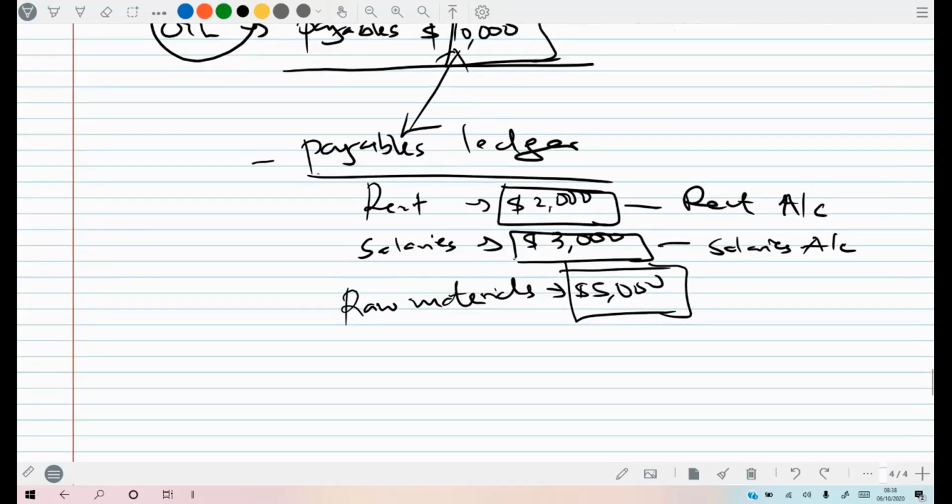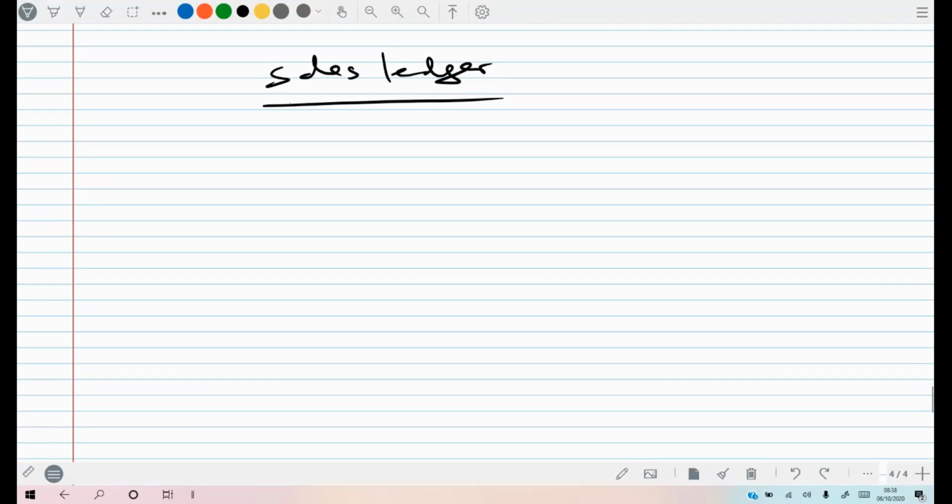If you want to know about the revenue, the income the company has been making for the last financial year, you can go to the sales ledger this time around. You go to the sales ledger to determine, within the particular year, how the company has made its sales.